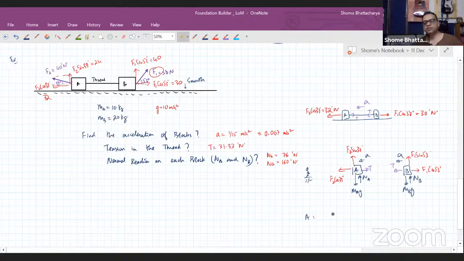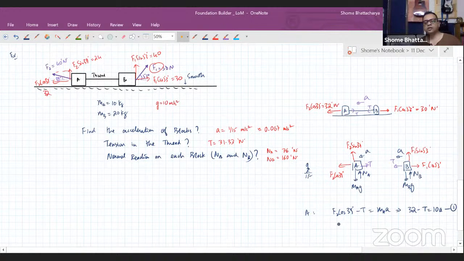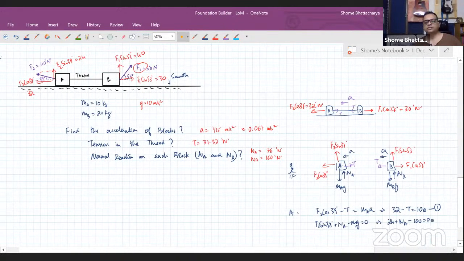So for A you have the equation F2 cos 37 minus T is equal to mass into acceleration. So this becomes 32 minus T is equal to 10a. This is one equation. And the vertical equation is F2 sine 37 plus Na minus mg is 0. So you have 24 plus Na minus 100 is equal to 0. So that's your second equation.